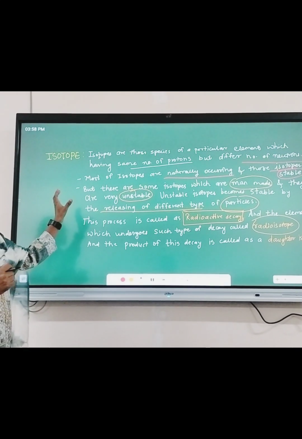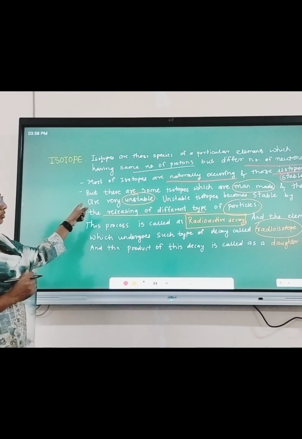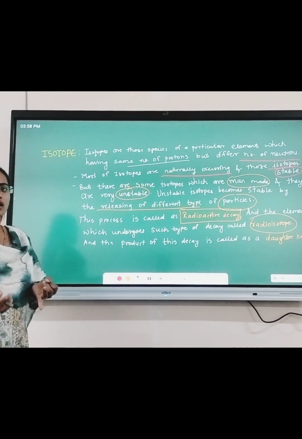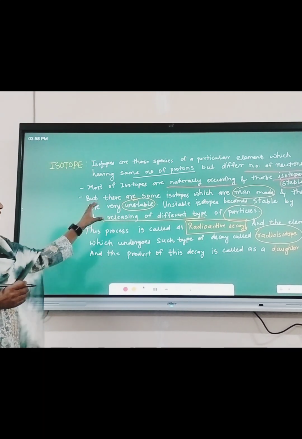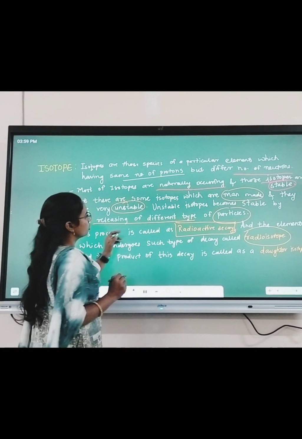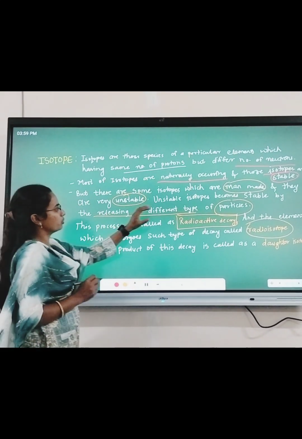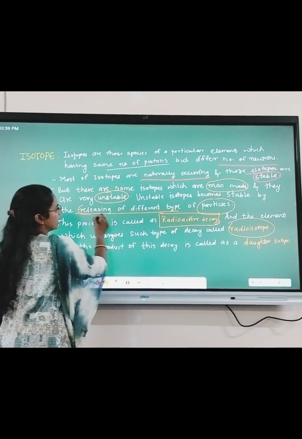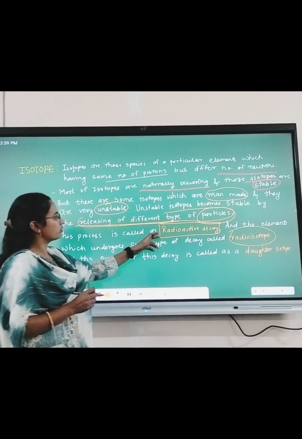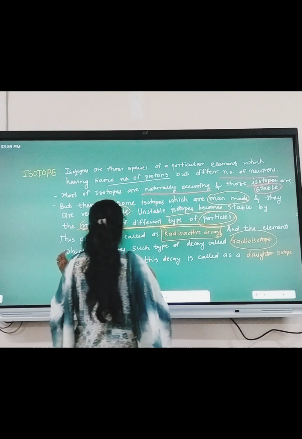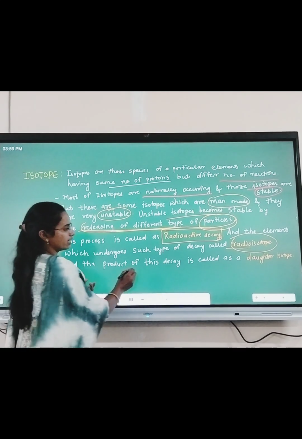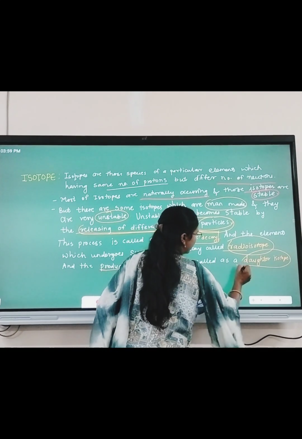Isotopes means elements having the same number of protons but different number of neutrons. Some isotopes are naturally occurring, some are man-made. Those which are naturally occurring are stable, but those which are man-made are unstable, and these unstable isotopes become stable by releasing different types of particles. This process is nothing but radioactive decay, and the element which undergoes such a decay is called a radioisotope, and the product of this decay is called daughter isotope.